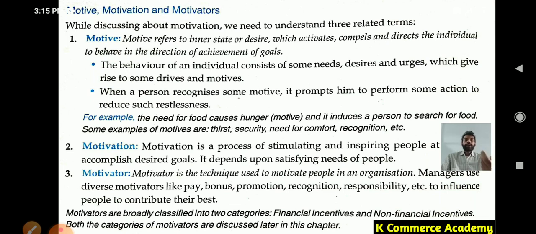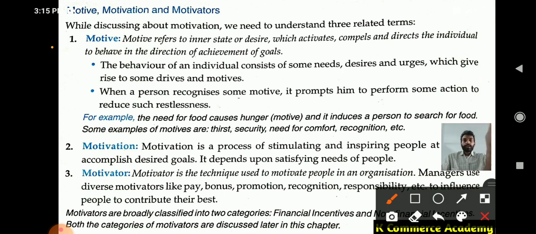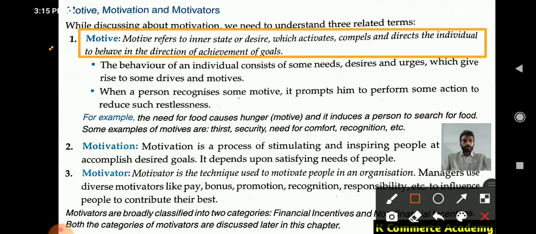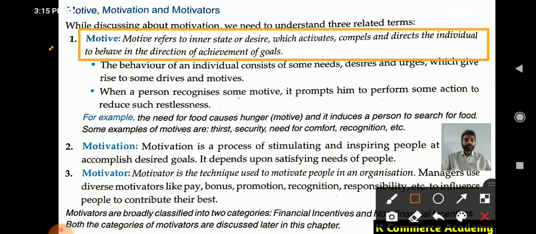Motive develops a goal directed behavior. With the availability of a motive in the mind, a person always works in a particular direction. You can see here the meaning of motive is given to you, and you can copy this in your notes. Further, let us talk about motivation.